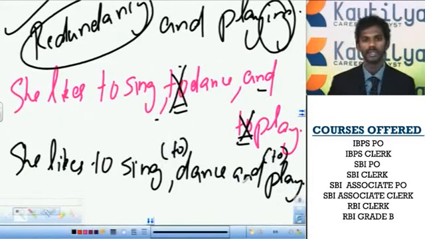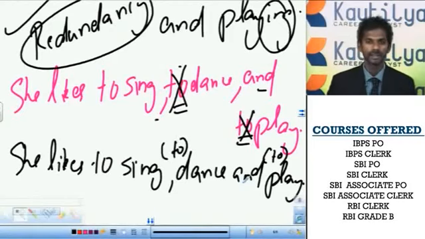To is understood in front of the second idea and the third idea. So sentence can be just like this, simple. She likes to sing, dance and play. There are three ideas in the sentence and all the three ideas in a similar form. All the three ideas are in the infinitive form, and in this sentence there is parallelism. Clear? So that is about the concept of infinitive.